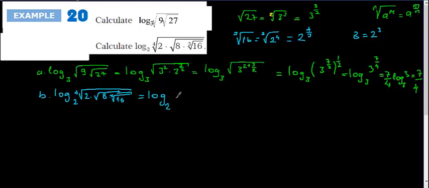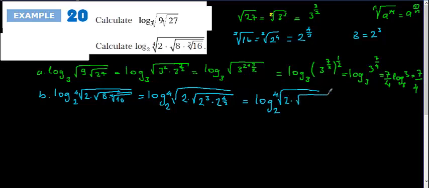Logarithm base 2. Here, let's write a bit bigger, I think. Fourth root of 2 times square root of 2 to the power of 3 times 2 to the power of 4 over 3. If the bases are the same, we should add the powers. You know this property. Logarithm base 2 fourth root of 2 times square root of 2 to the power of 3 plus 4 over 3. Then these two, if we add them here, it's going to be equal to 3 times 3 plus 4, which is going to be 13 over 3.